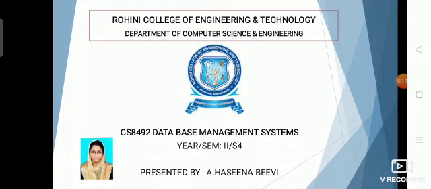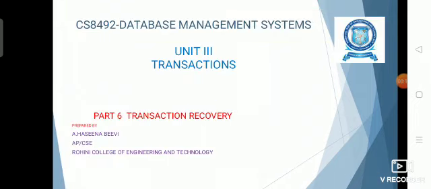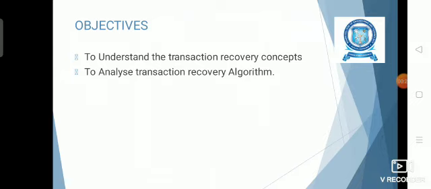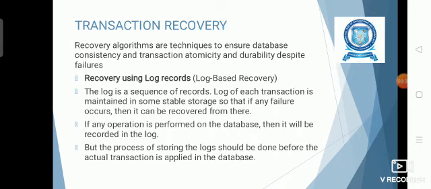This is the video presentation for the subject Database Management Systems, and the topic is Transaction Recovery from the 3rd unit. The objectives of studying this topic are to understand the transaction recovery concepts and to analyze the transaction recovery algorithm. First, let us see about transaction recovery.